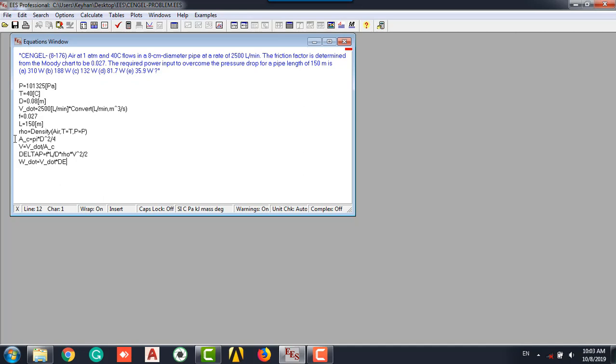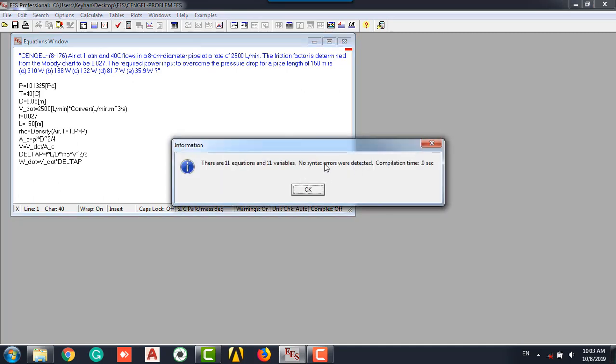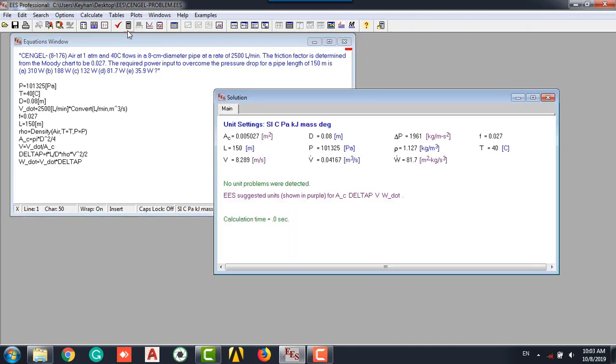So if we check these equations, we can go to check equations, and it says that no syntax error has been detected. So if we press solve, we will achieve what the question wanted, which is W dot is equal to 81.7, which is the answer of D.